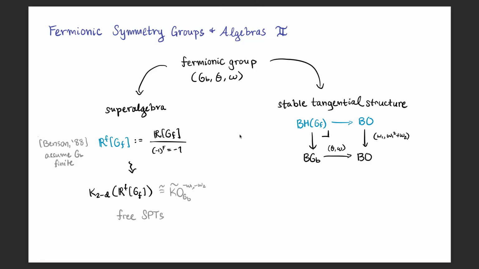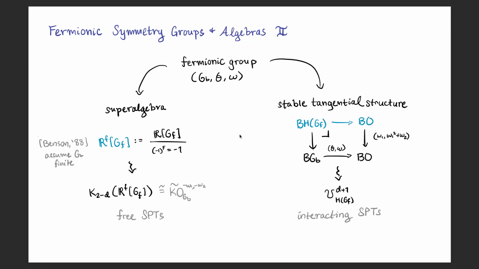Okay. So modulo that mistake, we can then do two things with these data. On the left-hand side, we can take the K-theory of that superalgebra that we formed. This classifies some kind of free SPTs that we're interested in. And on the stable tangential structure side, assuming that we fix that BO, we can plug it into the theorem of Freed-Hopkins, and compute these invertible field theories on manifolds with that tangential structure. So now, starting from some fermionic group that tells us the symmetry, we have a way of talking both about the free side and about the interacting side.